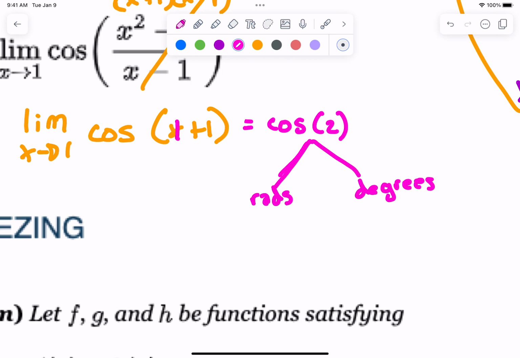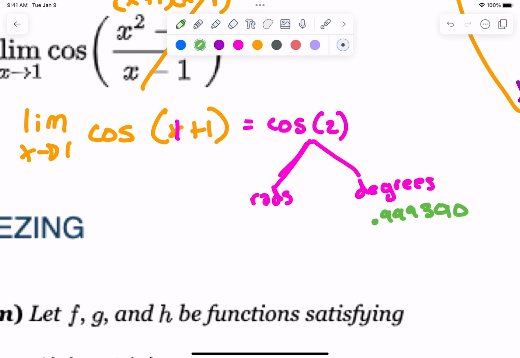Okay, cosine of 2, are we doing radians or degrees? Degrees. Point 9993908 something. That's what it is in degrees? Yeah. Okay, because it goes between 1 and negative 1, I guess that makes sense.